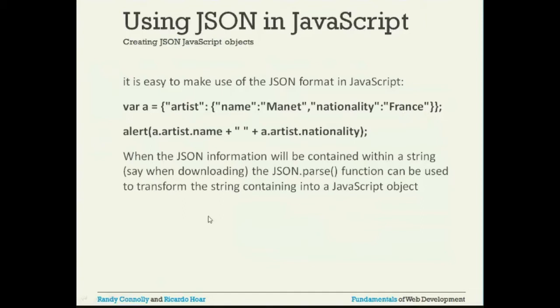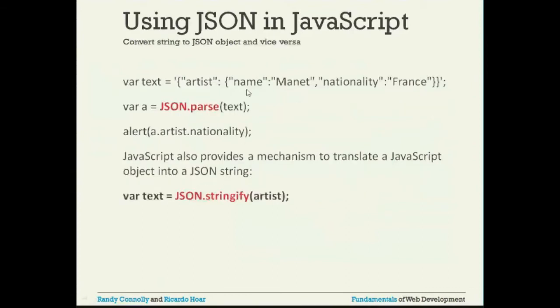When the JSON information is contained within a string, the JSON.parse function can be used to transform the string into a JavaScript object. So we can use this JSON.parse function. It will convert the JSON which is stored inside a string into a JavaScript object. We'll see the code for that.